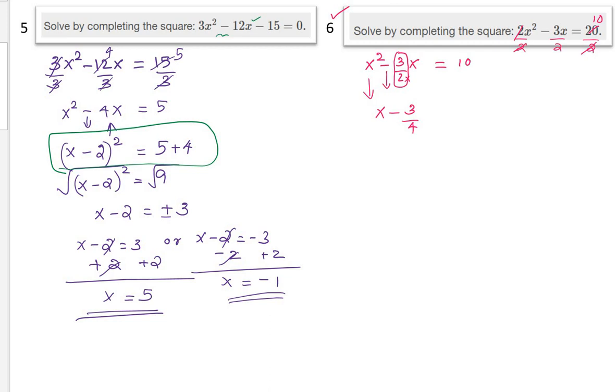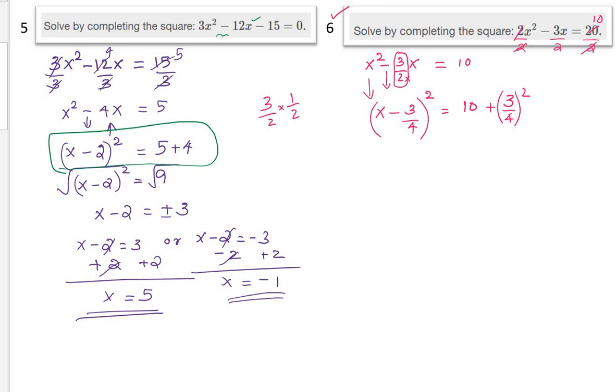So 3/2, to get half of that, you just multiply the bottom part by 2. So that will be (x − 3/4)² = 10, which is already there. Now we want to take the square of the second term, 3/4, and add that to this side.